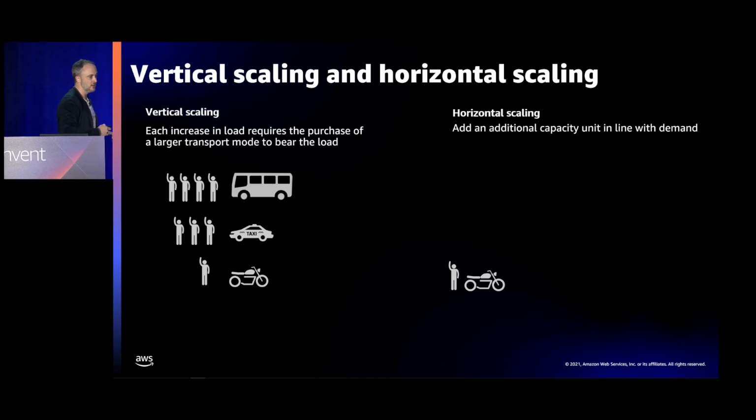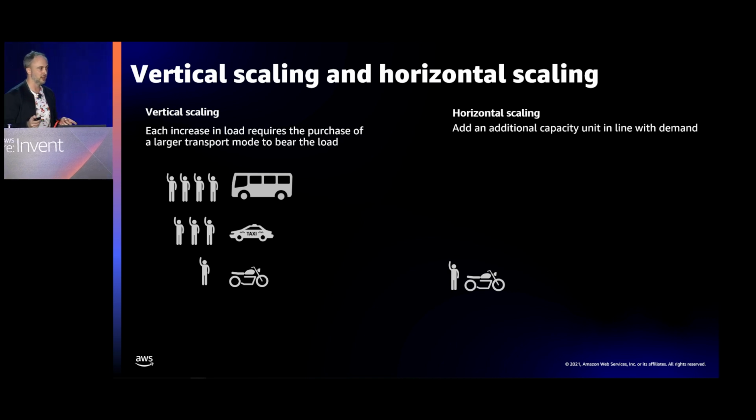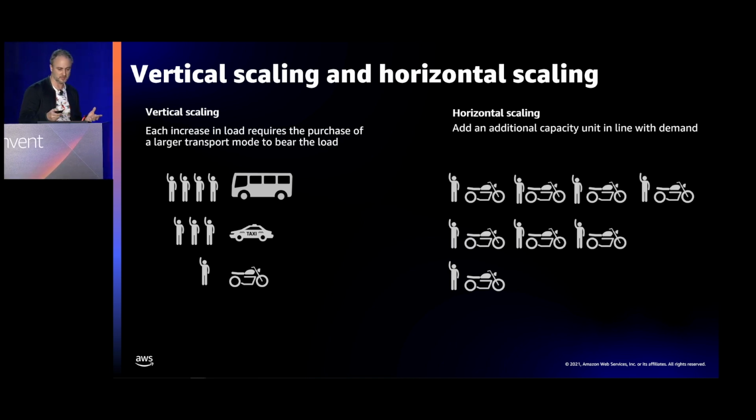On the way to the taxi rank, you bump into another friend, and you decide that you're all going to go together, and now a taxi's not big enough. You need to grab a bigger transport vehicle. The idea, not just a story about making friends, each increase in load here requires the purchase of a larger transport mode to bear that load. That's an example of scaling vertically. Now, if you apply that same analogy, but you're going to scale out horizontally, then you can see exactly how it works just by this imagery, right? Each person takes their own bike because you add an additional capacity unit in line with the demand.